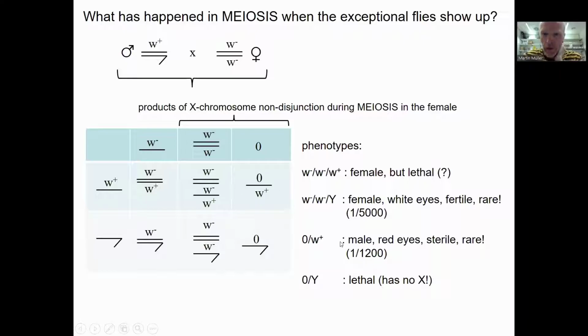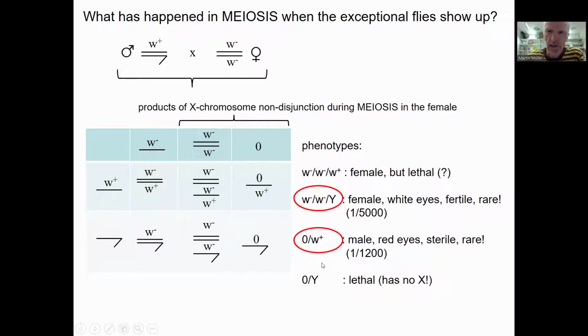Now these are males. They have red eyes. They are the other rare class that we find, 1 in 2,000. They are sterile. So these we find, as indicated in the question, very rarely. We do not find these here because they do not have an X chromosome. So no X chromosome means dominant lethality. So you will never get these flies here.